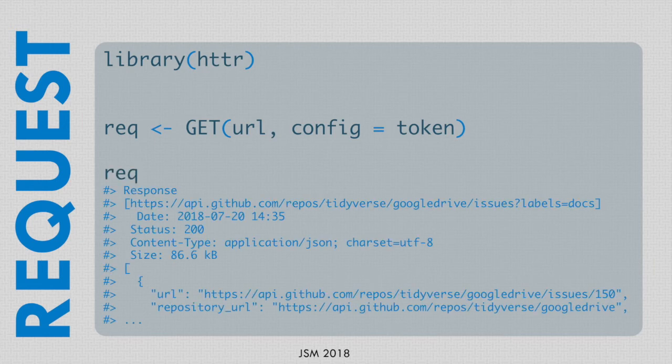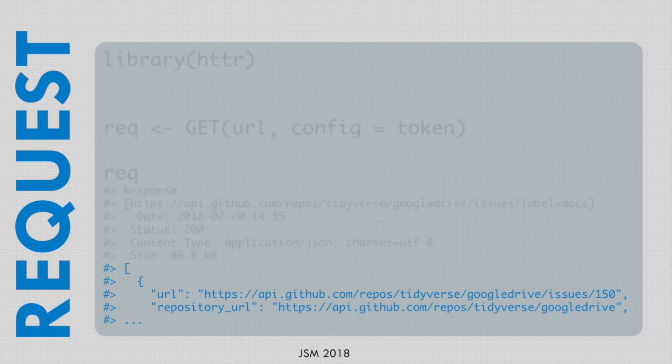And here's what that will look like once we've made the request. So we're going to get back an object, and it's of type response. At the top has some metadata about what we sent, so it has that URL that we sent. It has the date, the status, the content type, and the size. And then underneath it, this should look kind of familiar. This is that JSON that we talked about previously. So this is what was returned back to us based on the request that we made.